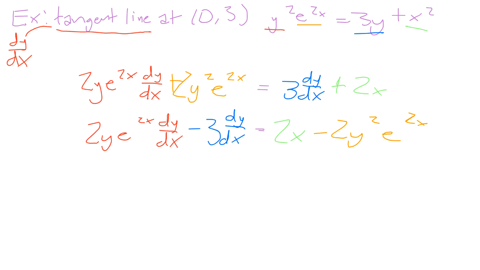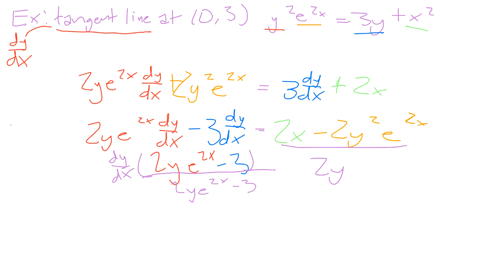We can go ahead and pull out that dy over dx. So over here we now have dy over dx times 2y e to the 2x minus 3. We can divide both sides by 2y e to the 2x minus 3, and that is going to be our dy over dx.